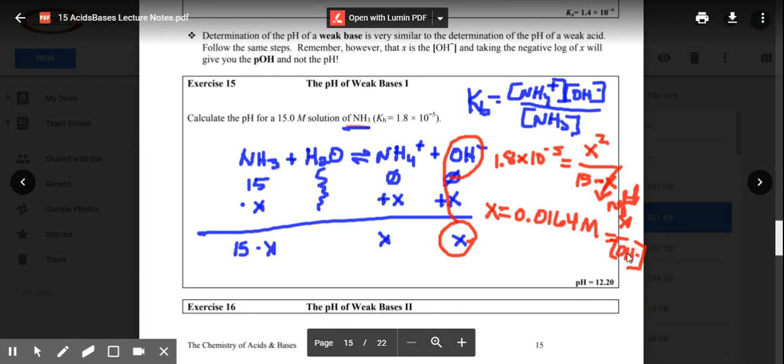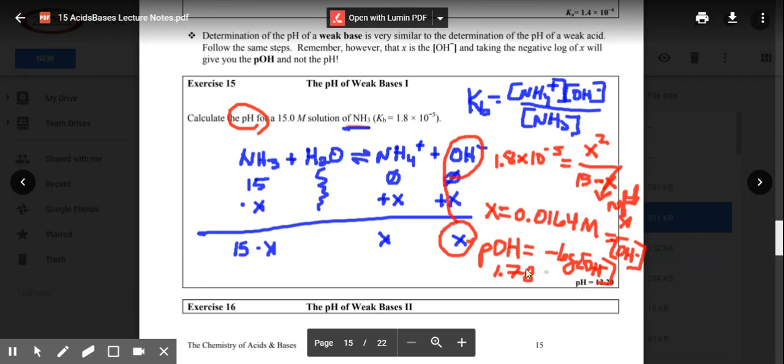Now I can't just directly plug this into my pH formula because I need to know the hydronium ion concentration to find my pH. So what I'm going to have to do first is find a pOH, because I have OHs here, which would be negative log of OH minus. And when I take the negative log of this number, I end up getting 1.78.